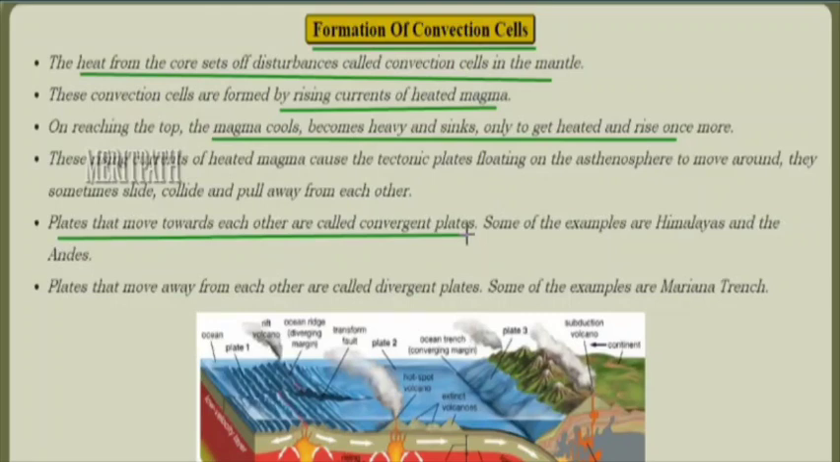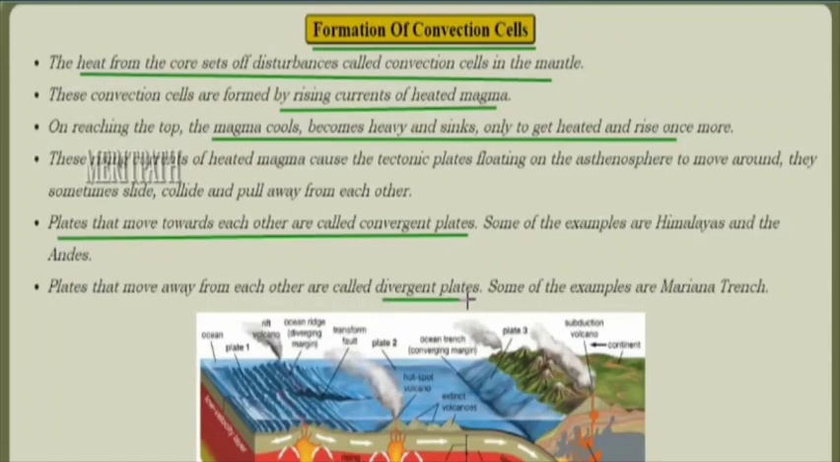If these plates move towards each other, they form convergent plates. For example, the Himalayas and Andes mountains. Two convergent plates come together and form a high rising surface over the surface of the earth, which is known as mountains. Examples are the Himalayas and Andes mountains.